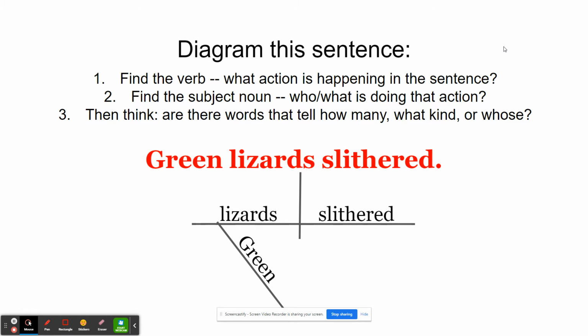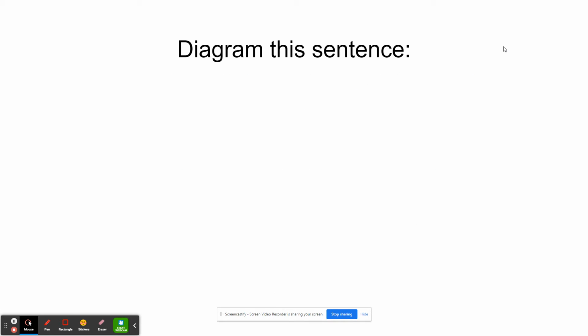It looks to me on some of your boards like some of you wrote that Lizzie slithered. Did you name the lizard Lizzie? Yes. All right, go ahead and erase, scholars. We're going to try another one. Oh, if you're ready and listening, thank you so much. Here we go. The second one to try.